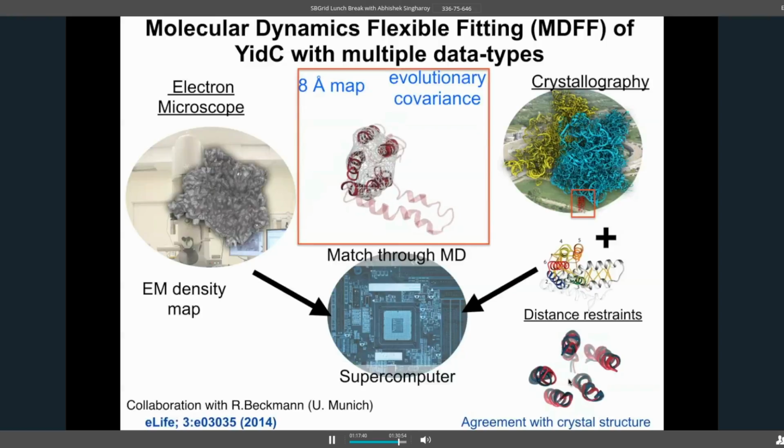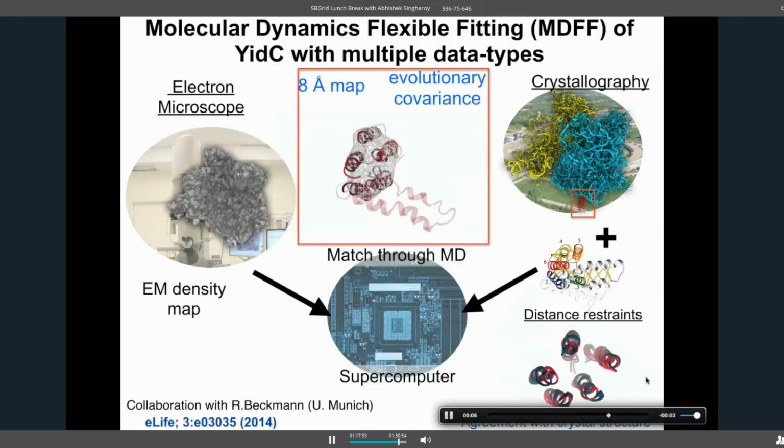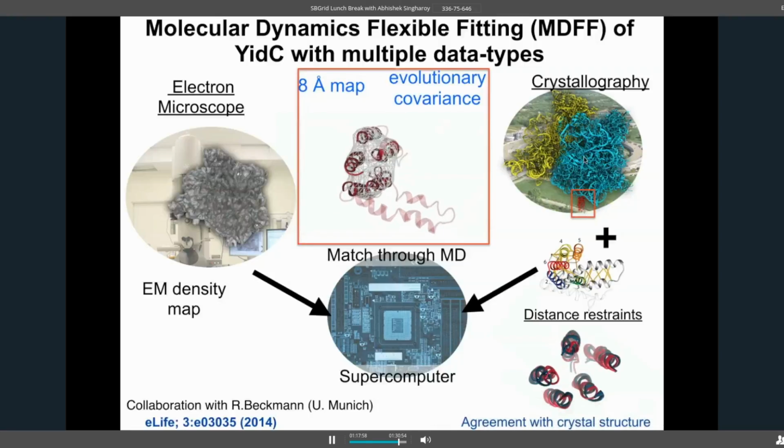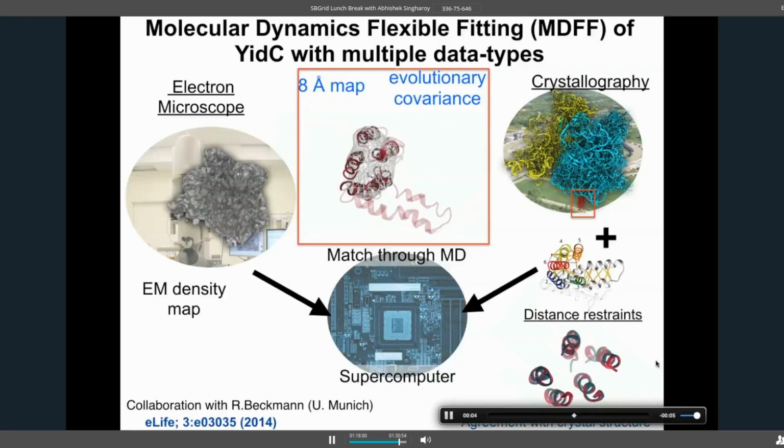What you would see is that the crystal structure is the one in blue and our structure is the one in red. So the overall three-dimensional arrangement of the proteins was very nice. However, there were some differences in the packing, which was purely because the crystal structure was not obtained with the ribosome present. The crystal structure was obtained in isolation.